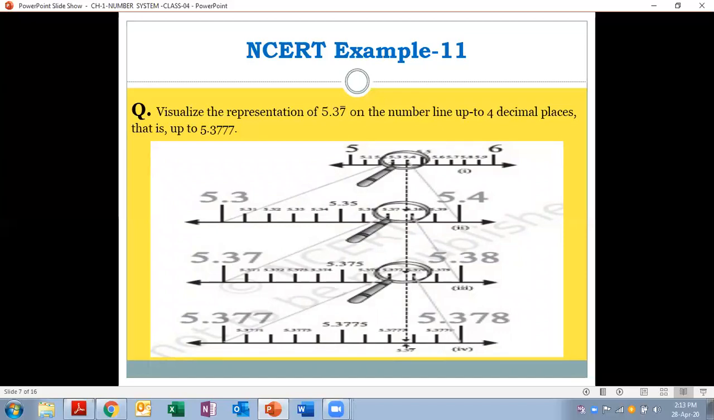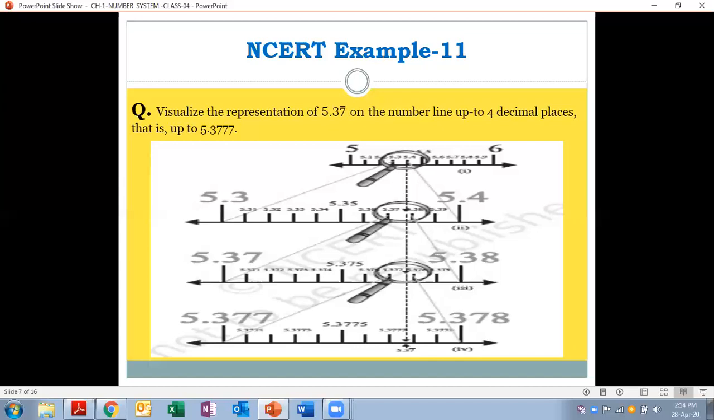So we have 5.37 in between, and that's what we have magnified further on the number line: 5.37, and on the extreme right we have taken 5.38. Now again what we need to do, we have to magnify 5.377 and 5.3778. So this is what we have magnified, and in between we have got the given value, that is 5.3777.